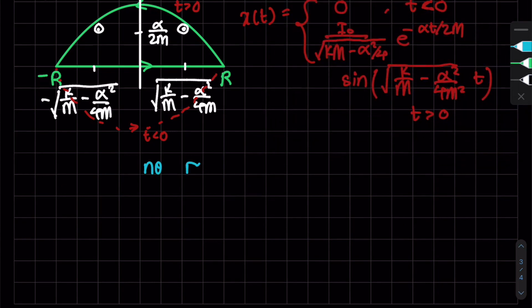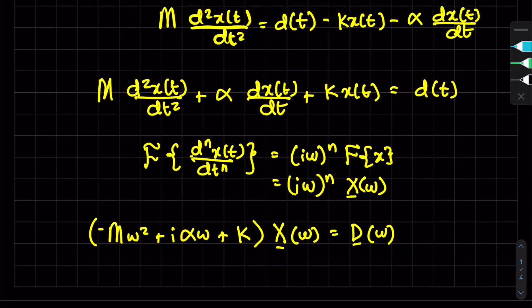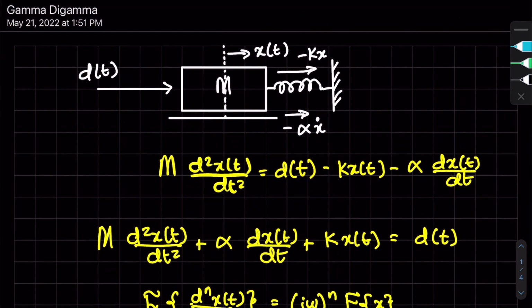There is no response, or no x of t value, before t equals 0, or applying d of t. What's really happening is, if you have this system and you aren't really pushing or pulling it in any direction, it's just going to stay as it is.